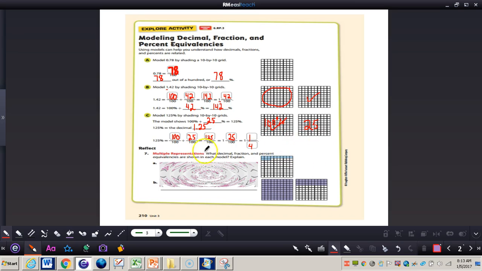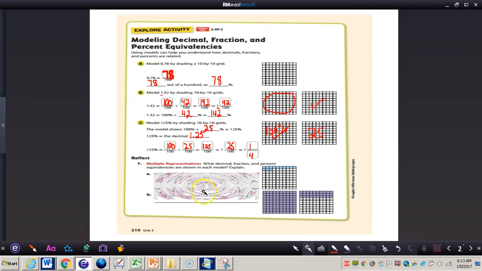So let's take a look at the reflect section. It says multiple representations. It says what fraction and percent equivalencies are shown in each model. Then also explain. So what we can see here, there's 13 squares. So 13 hundredths, 13 out of 100, or 13 hundredths written as a fraction. We cannot simplify that, so that's 13 hundredths. Pretty easy there. And then 13% of this 10 by 10 grid is shaded in.